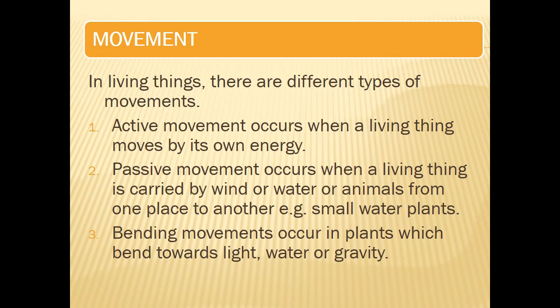So we have 3 types of movement. Number 1, active movement. Number 2, passive movement. Number 3, bending movement. The active movement, we said the organism moves by its own energy from one place to another. The passive movement, the organism is being carried by water, wind, or animals from one place to another. And the bending movement, the organism moves in response to an external stimulus.